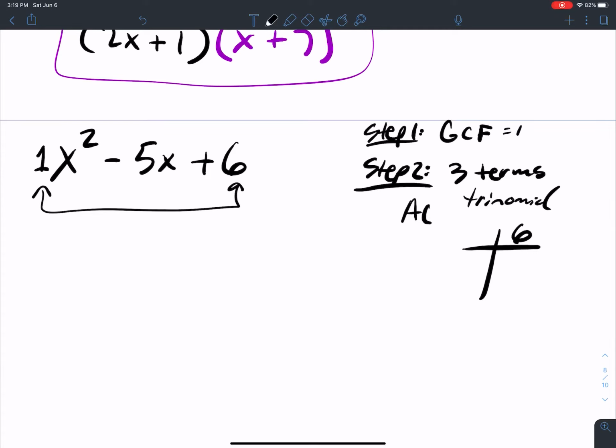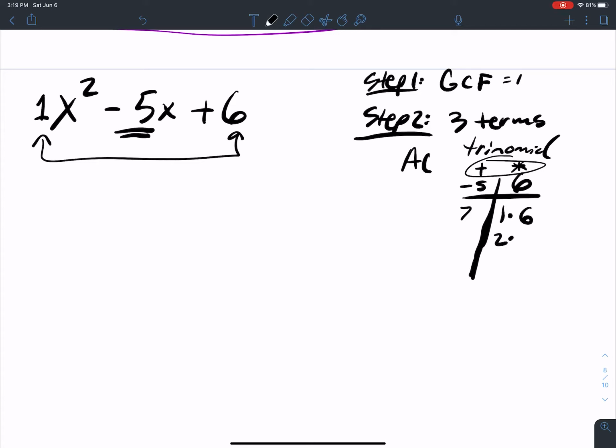And then I want to multiply to 6, and I want it to add to negative 5, okay? So, where'd the negative 5 come from? That middle constant, that's what we're breaking up, right? So how can I do that? Well, 1 times 6, okay, that adds to 7. 2 times 3, that adds to 5.